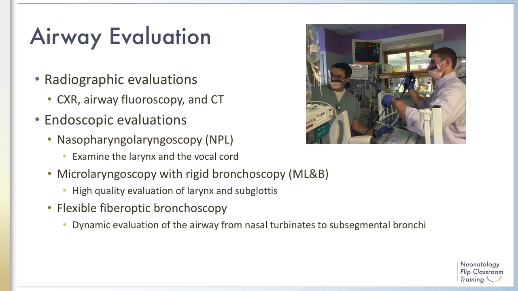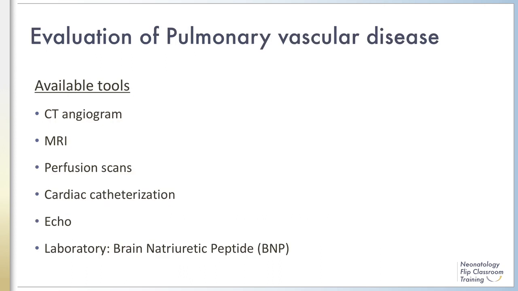In contrast, flexible bronchoscopy can be done either in the OR or at the bedside and can provide dynamic evaluation of the airways, as paralysis or deep sedation is usually not required. Next, we will discuss evaluations for pulmonary vascular disease, and let's focus on the commonly used evaluations for BPD-associated pulmonary hypertension, that is cardiac cath, echo, and BNP.